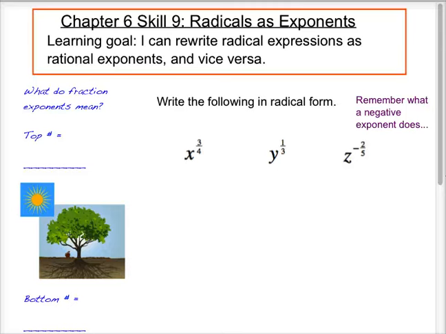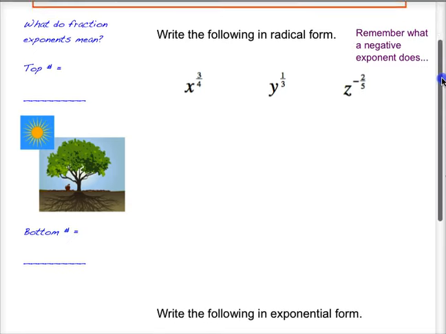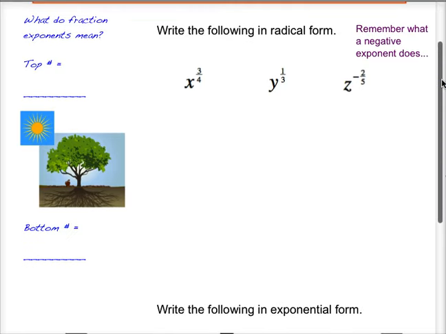In this lesson, we're going to start making a connection between radicals and rational exponents. So what I mean by that is you can actually write all radical expressions as rational exponents and rational exponents as radical expressions. Now the thing I want you to remember when you're dealing with a rational exponent, so that means a fractional exponent, the top is going to be your power, or your exponent.